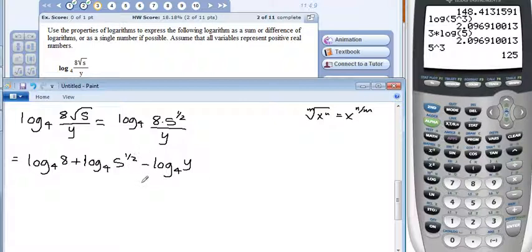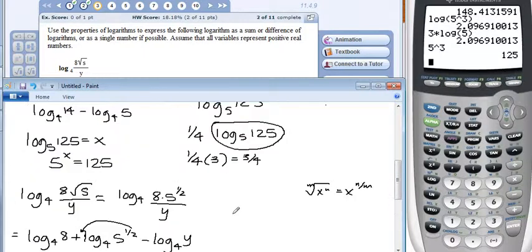Now I'm not supposed to have any exponentials in there. First I used my radical rule to get this in there. Then I used my product rule to split this into 2, and my quotient rule to split it again. And now I'm going to use my power rule to drop that down in front. So I have log base 4 of 8 plus 1/2 log base 4 of s minus log base 4 of y. That should be one of the choices.